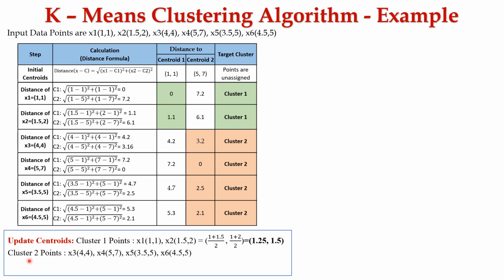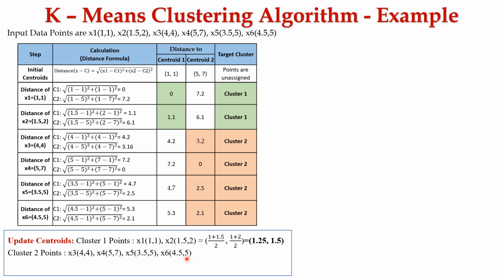Similarly, we have to find the cluster 2 data points. The cluster 2 data points are x3, x4, x5 and x6. The value of x3 is (4, 4), the value of x4 is (5, 7), the value of x5 is (3.5, 5), and the value of x6 is (4.5, 5).